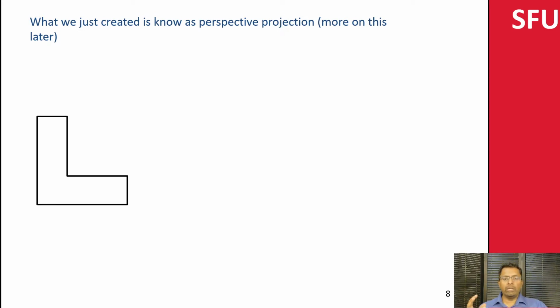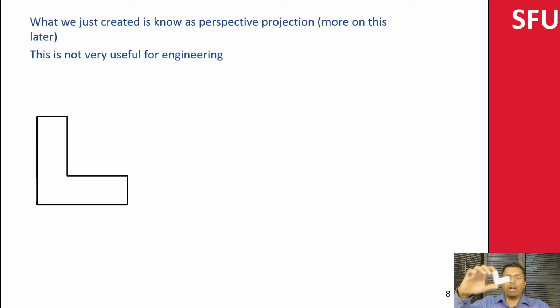But since this is not very useful from an engineering perspective, we are going to do what's known as perpendicular projection. So we already did that. If you remember, I took the object and used my pencil to figure out rays going parallel to the sheet of paper, and then it hit the paper, and I marked out those locations, and then I drew the shape.